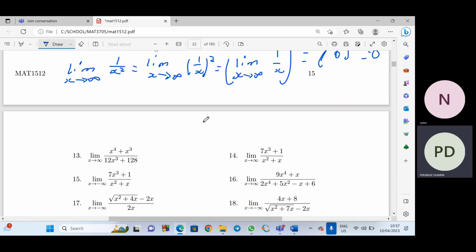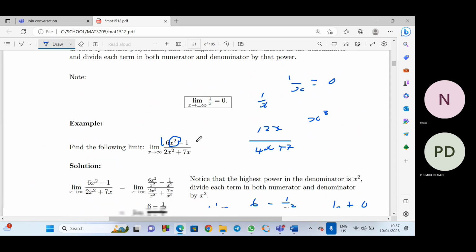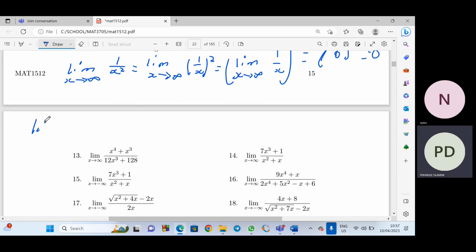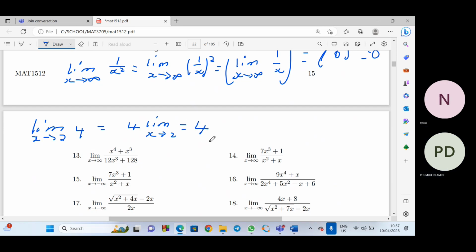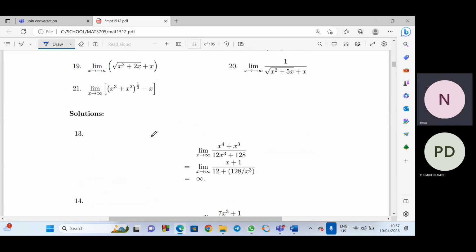The other thing I can teach you now is that if you have a limit as x approaches, not only infinity, it can even be 2, and the expression is just a constant, say 4. You can write this as the limit as x approaches 2 of 4. Then if there is nothing else, it's just a constant, and the answer becomes 4. Do you get it?